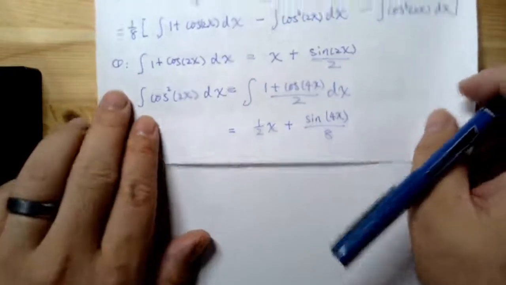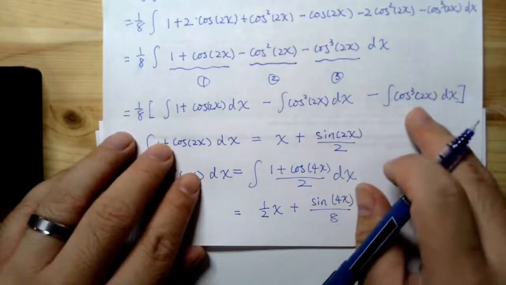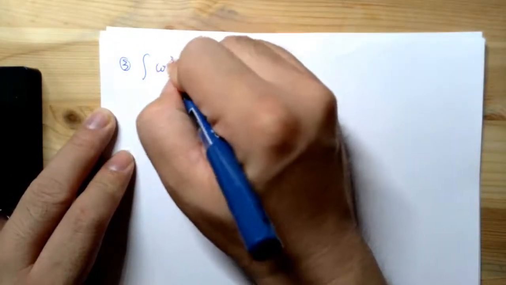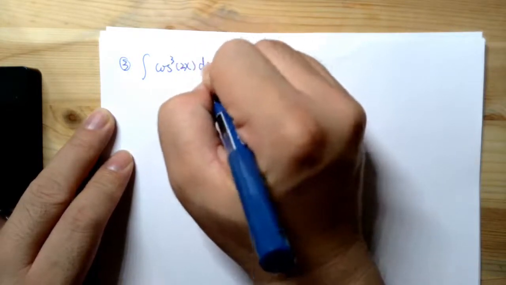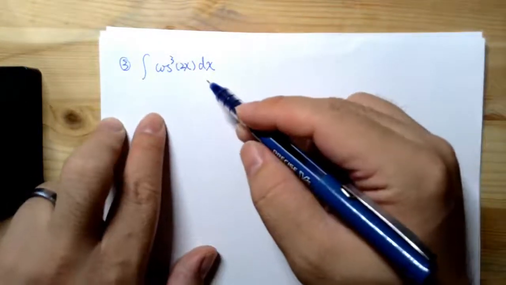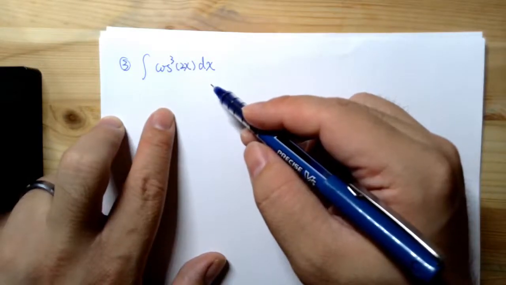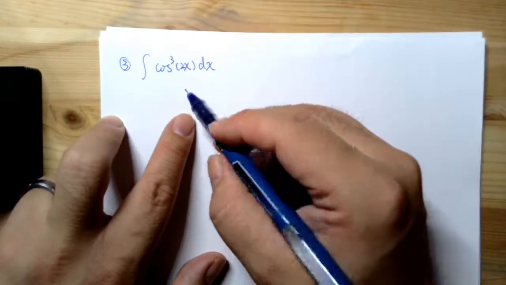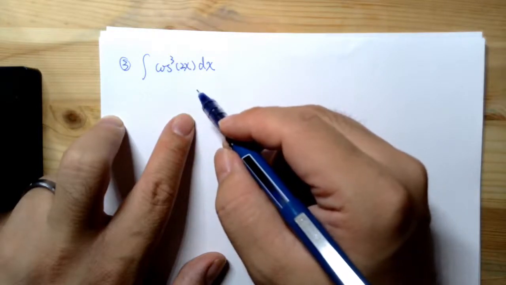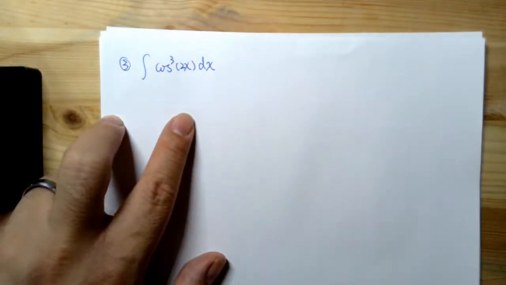Alright, so continue with what we have here. As you can see, part 3 is the integral of cosine cube 2x dx. And this is going to go back to the example I showed in the previous video. So you can check in my channel here.